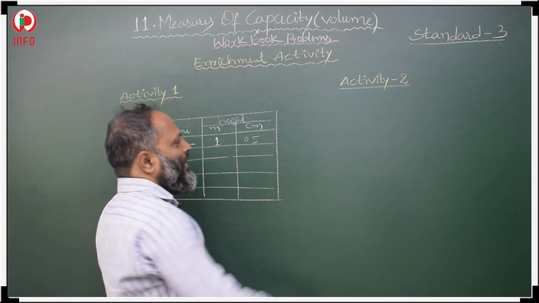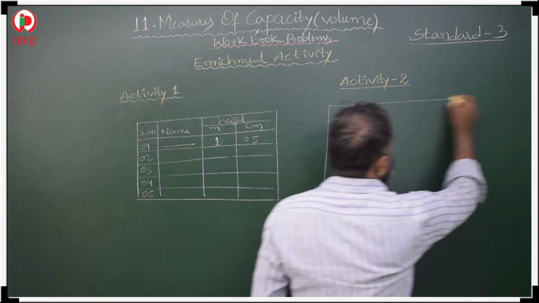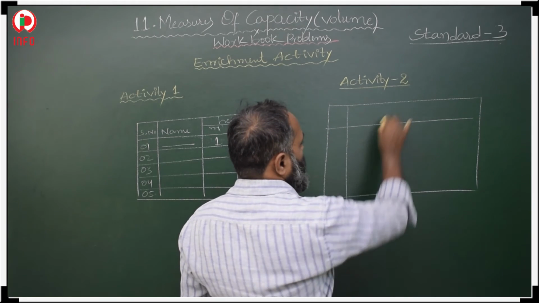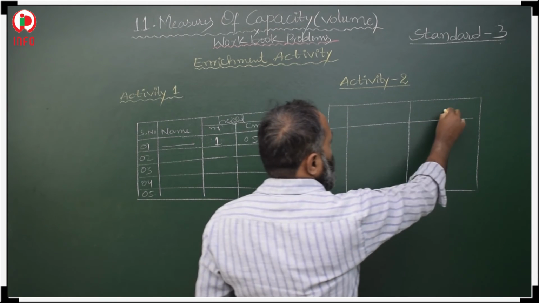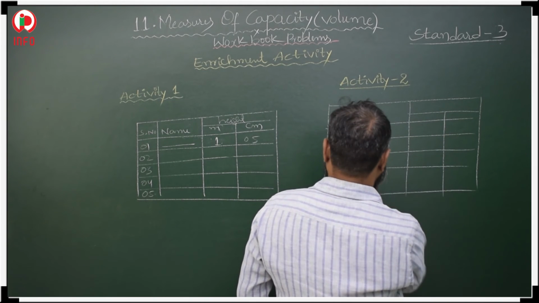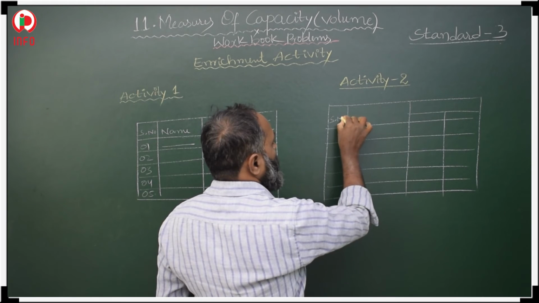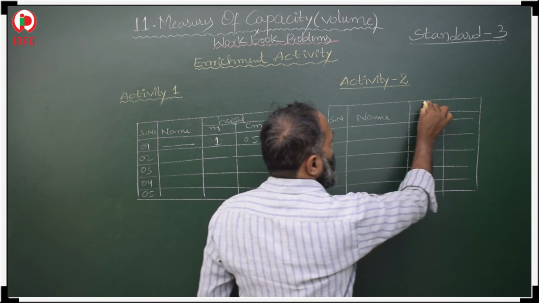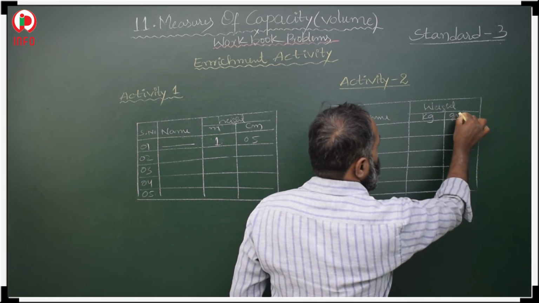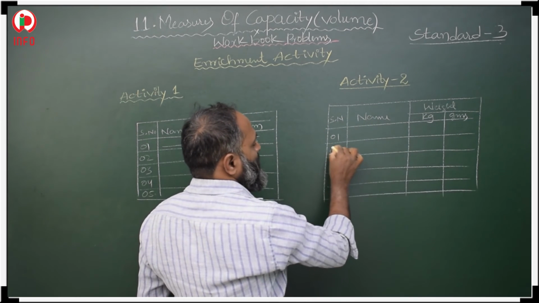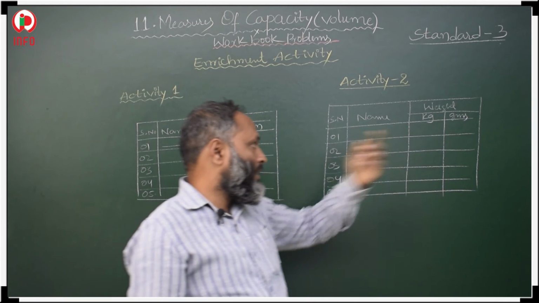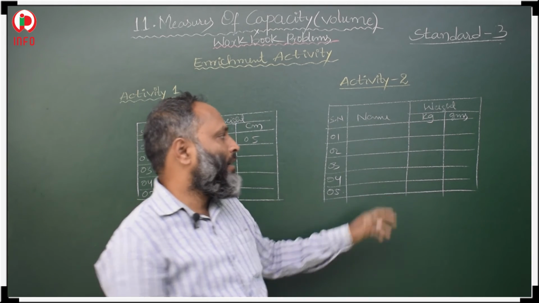Okay. And after that in activity 2, weight. So first again you make a tabular form like this, and names and everything is same, 1, 2, 3, 4. Here serial number, name, here weight, kilograms and grams. So 01, 02, 03, 04, 05. Okay. So first you measure the weight of your family members and write in kgs and grams.